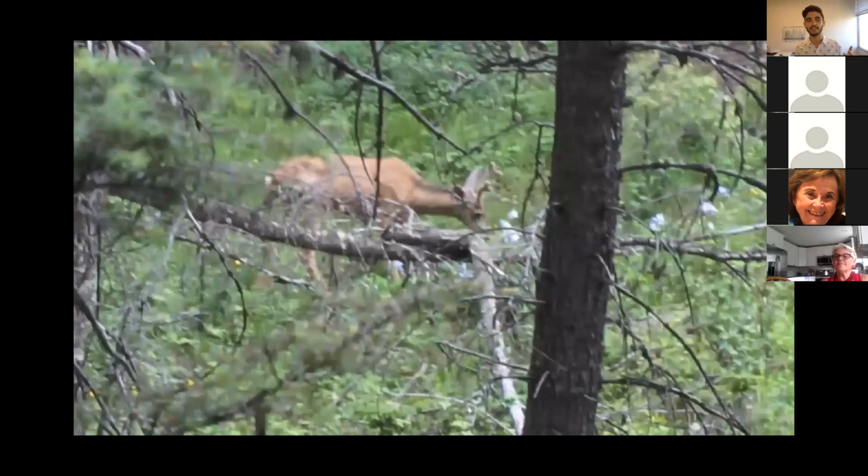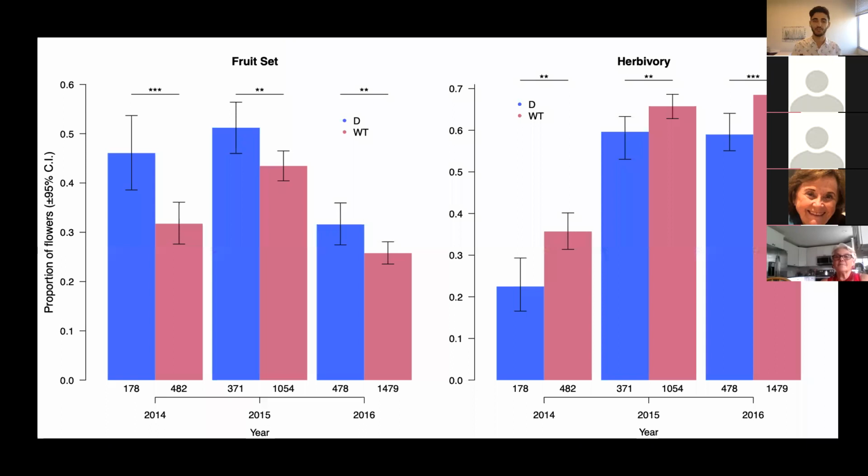Across all 3 years, this herbivory pattern really seems to be driving the difference. So this is the exact same setup as the fruit set graph I showed you a moment ago, but instead of the y-axis being the proportion of flowers that set fruit, it's the proportion of flowers that suffered herbivory, and the scale is a little bit different. But again, a consistent difference favoring the Dahliae plants. Across all 3 years, they're significantly more likely to set a fruit and significantly less likely to get eaten.